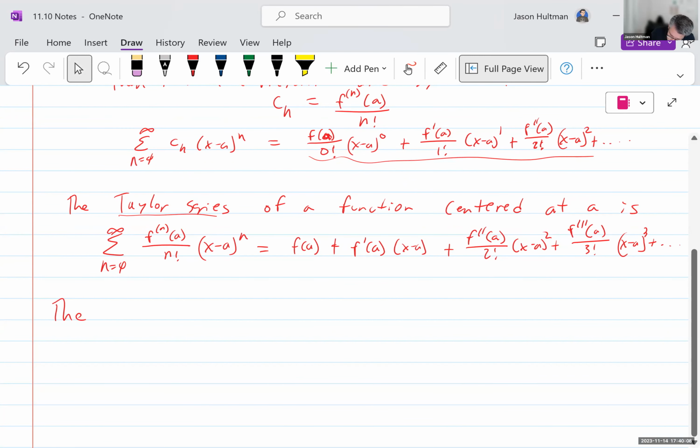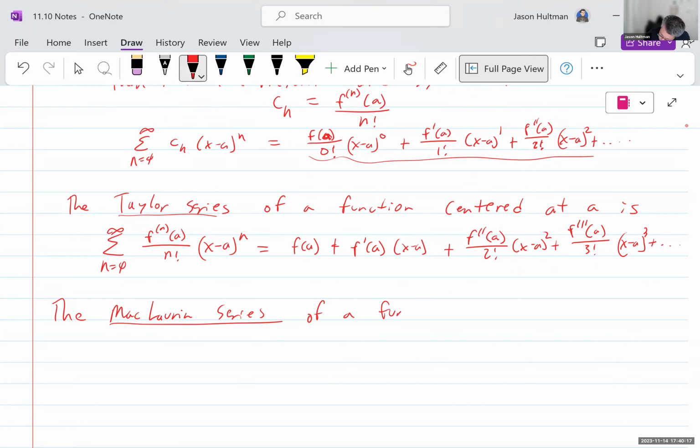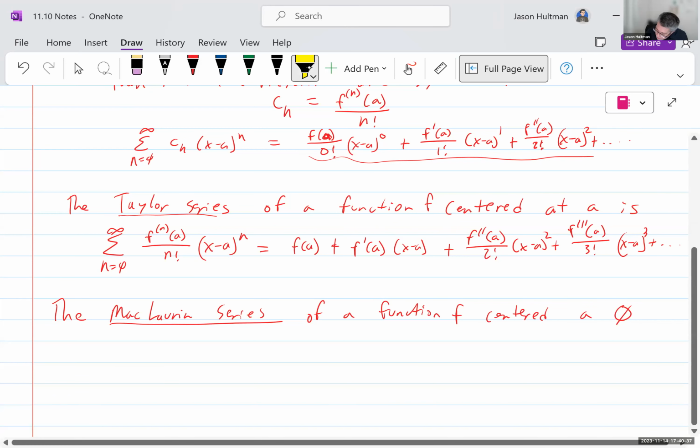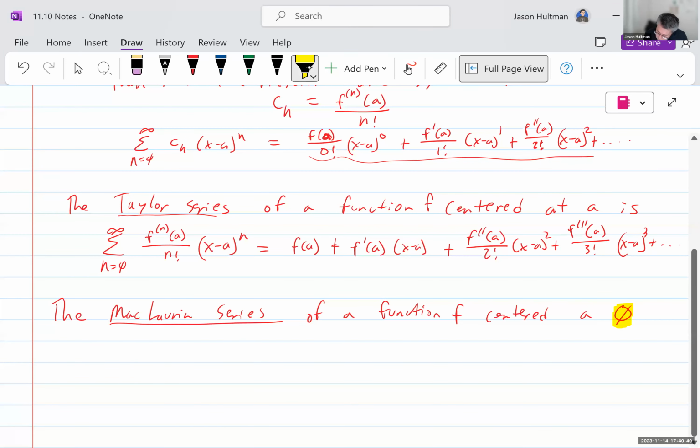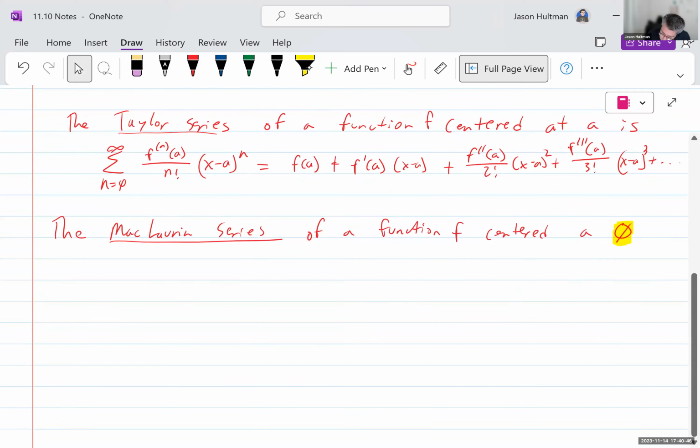Okay, the Maclaurin series of a function f, I'll put the f up there too, function f centered at 0. Okay, so this is not just centered at a value. This is centered at 0 now. Okay, gives me a little bit more concise of a series because we're letting a be 0.